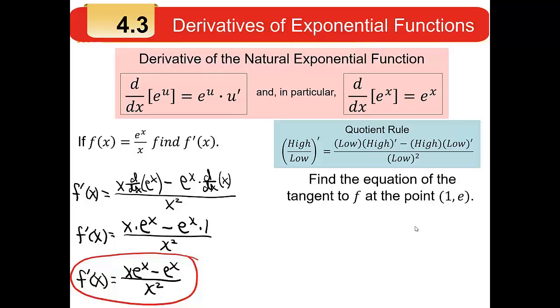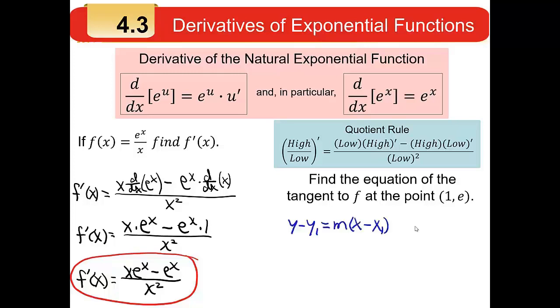So we're looking at the point 1, e. So it's 1, 2.71828, on and on and on. Well, how do you find the equation of a tangent line? You take the derivative, that gives you the slope, and then you use the point, and you use the point slope form, and you write the equation. Well, we've already done the derivative, so the hardest part of this problem is already done.